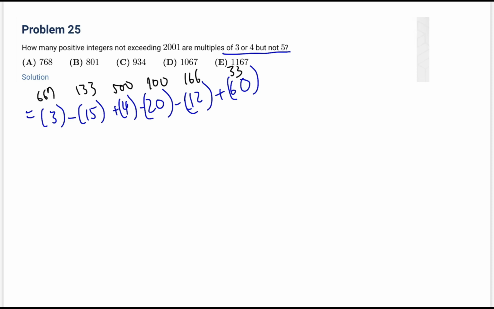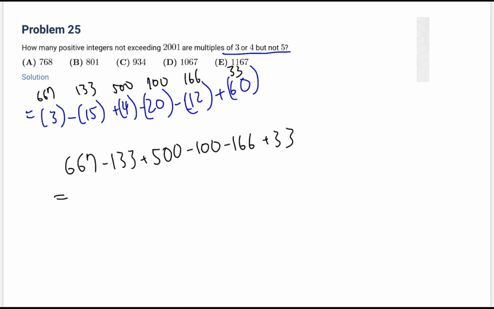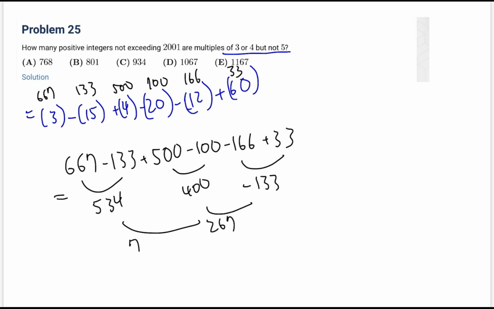So the actual arithmetic would be 667 minus 133 plus 500 minus 100 minus 166 plus 33. This much is 400. This much is minus 133. So this much is 267. This much is 534. This much is 700. No, this much is 801. So the total value is 801. So it's B. This was problem 25 of the 2001 AMC 10, and thank you for watching.